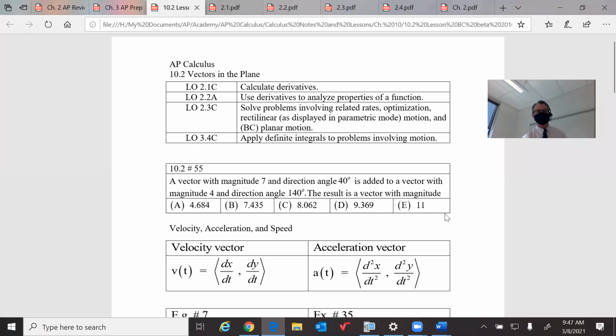And we're going to start 10-2 beta by coming back to a problem from last week, which is problem 55. A vector with a magnitude of 7 and a direction of 40 degrees is added to a vector with a magnitude of 4 and a direction angle of 140. What is the magnitude of the resulting vector? Okay? So find your work for problem 55. I'll give you a couple minutes to finish it up, and we'll go over problem 55.